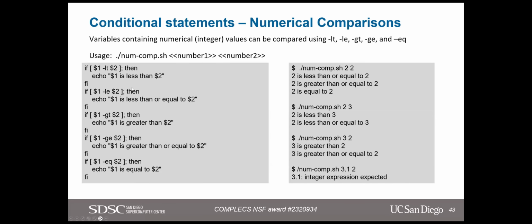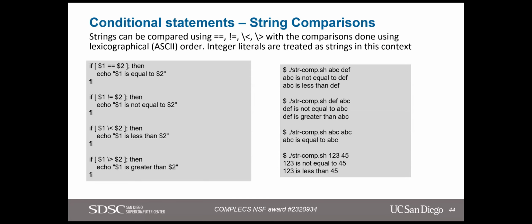Again, since these are numbers, these commands only work on integer expressions. So if you want to use floating point, we're going to have to use echo statements and use commands instead of just these simple conditional statements.